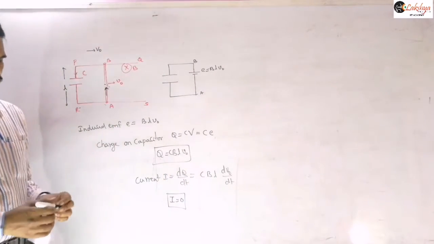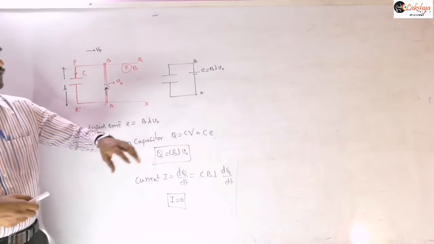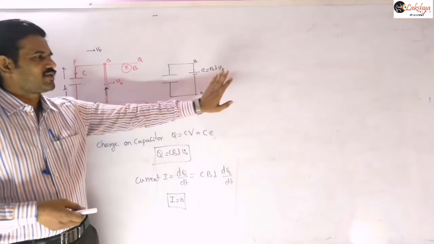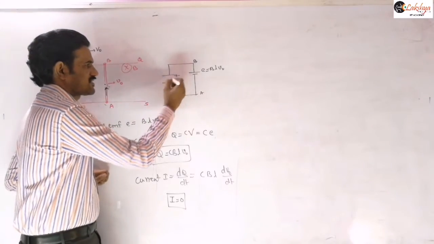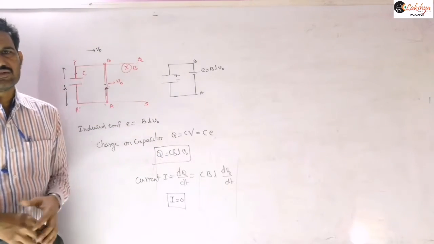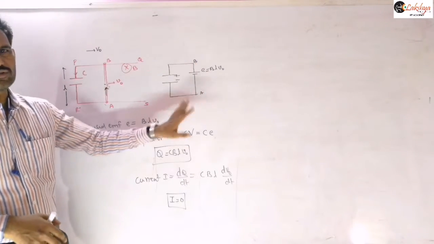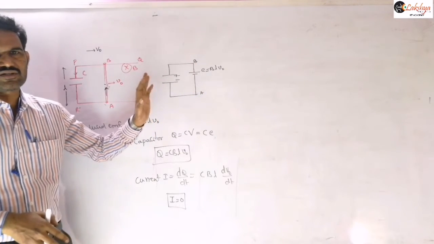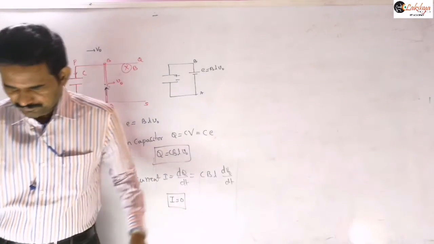So maximum charge will be there on the capacitor, that means constant current will be there. So once it starts moving here, then EMF will be produced, and so charging of the capacitor will take place here. Once the charging of the capacitor takes place, then further there is no flow of charges. Further there is no flow of charges means there is no current flowing through the circuit here. Once the charging of the capacitor is completed, there is no charging of that capacitor, right?